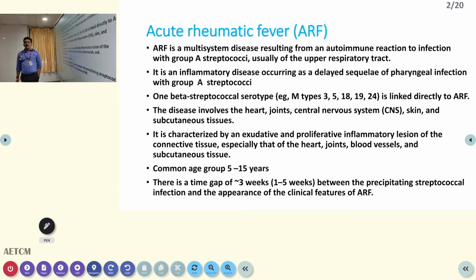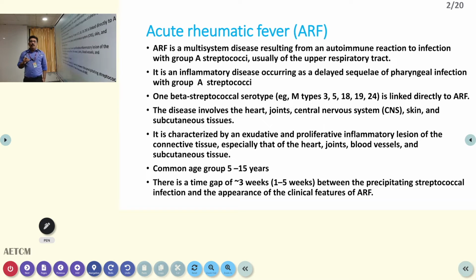It mainly occurs due to an autoimmune or immune reaction to an organism, that is group A streptococci, that mainly affects the respiratory tract. It's a beta streptococcal serotype, M types 3, 5, 18, 19, 24. These are different categories of this organism. They mainly produce sore throat or inflammation in the throat. After that, the patient develops joint involvement, heart involvement, subcutaneous nodules, and various other features of rheumatic disease.